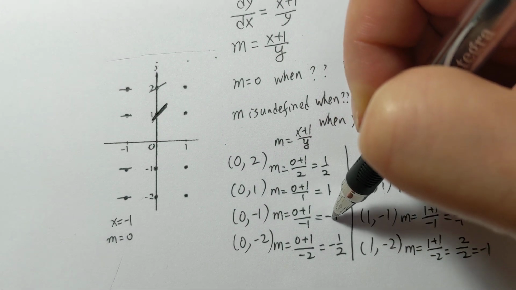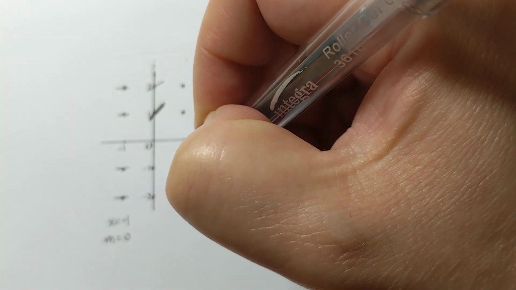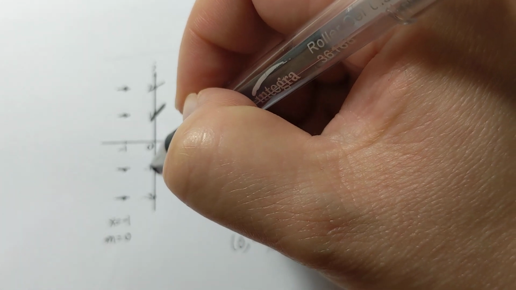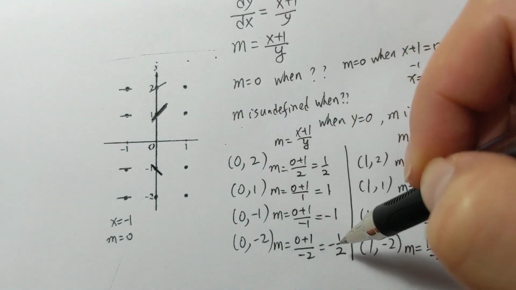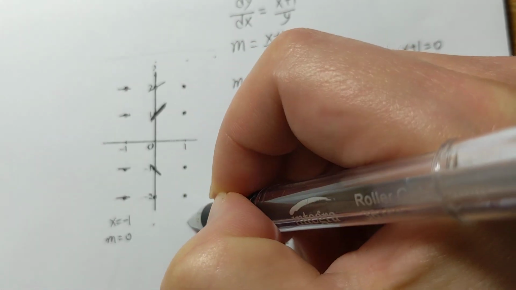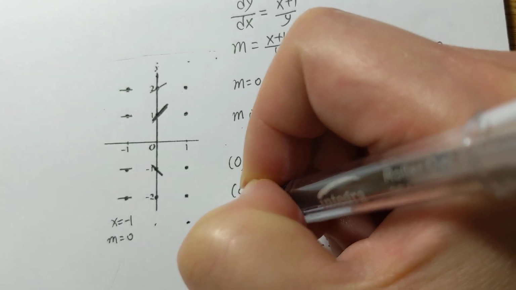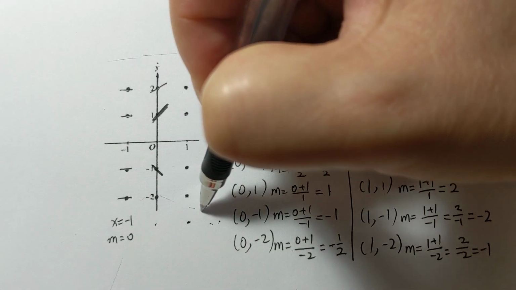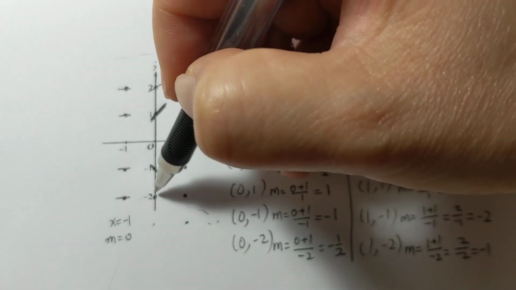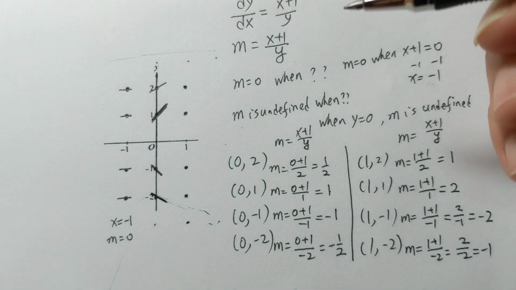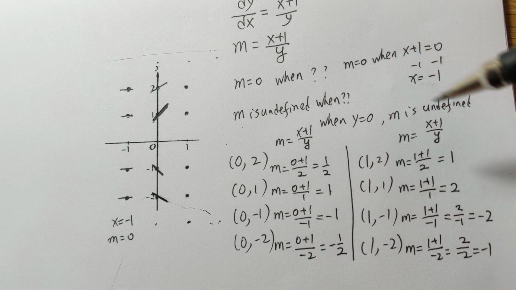And then the next one will be -1, so you go down 1 and right 1. Imagine we are connecting them. The next one will be -1/2, so you go 1 down and 2 to the right. You can use some points to help you, so imagine you are connecting these 2. So we finished the middle column.